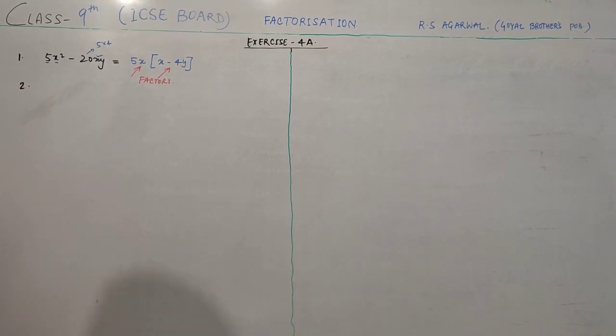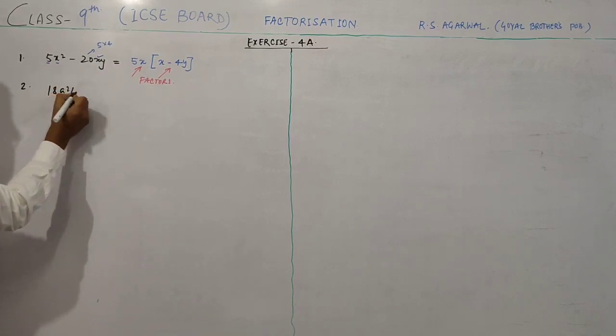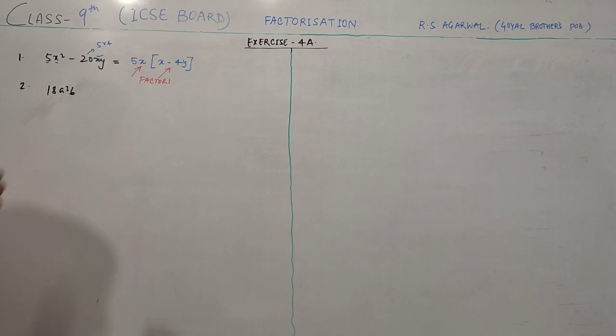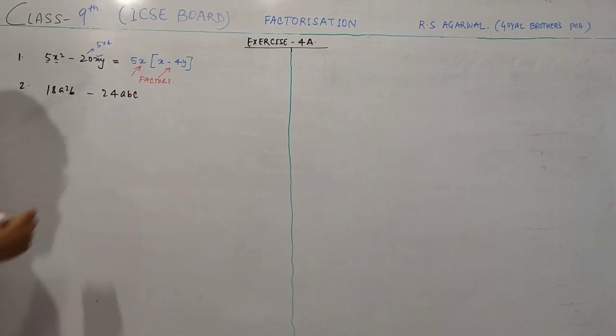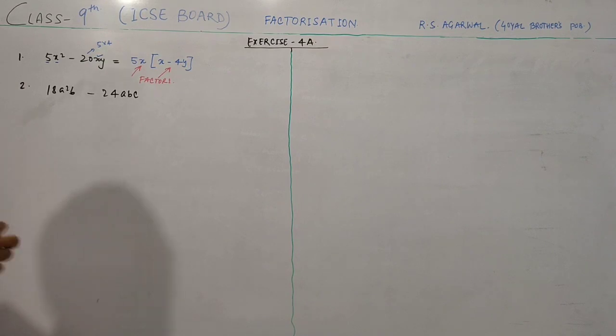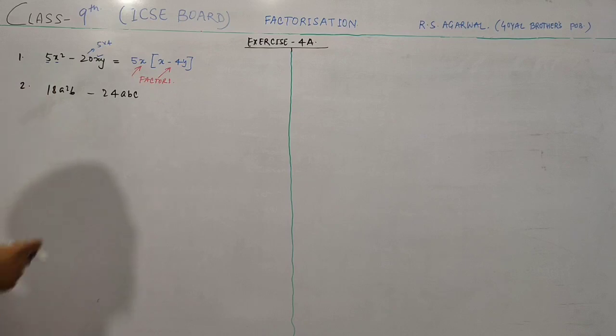is 18a square b minus 24abc. Now again, what will I take common?